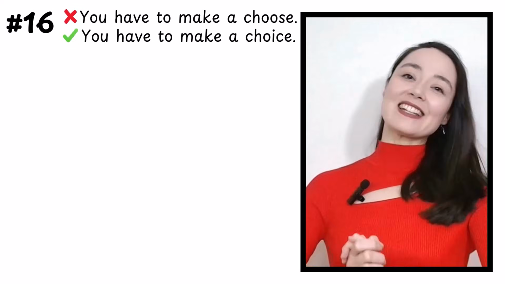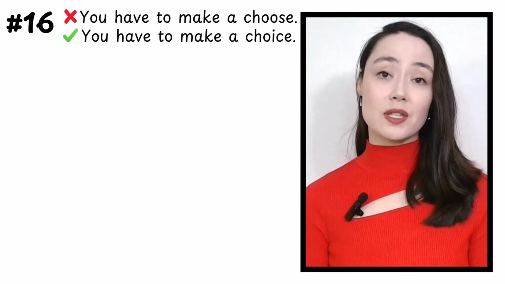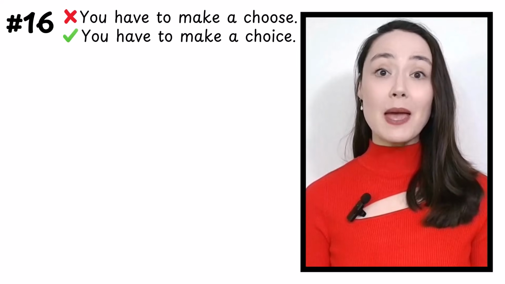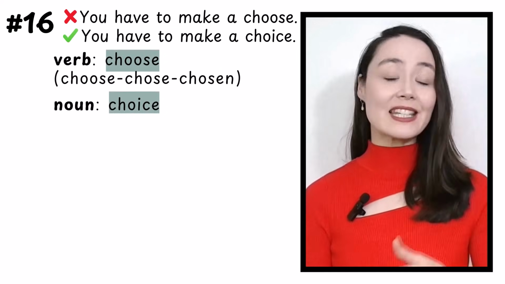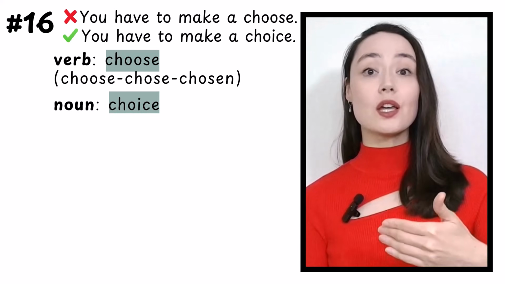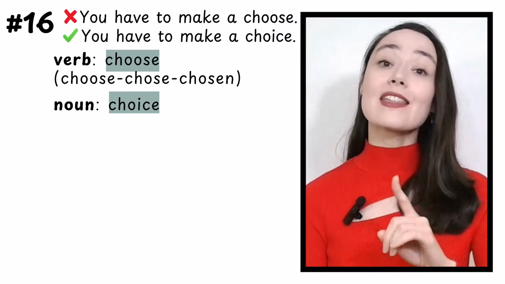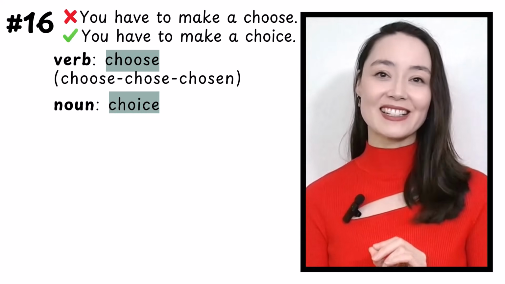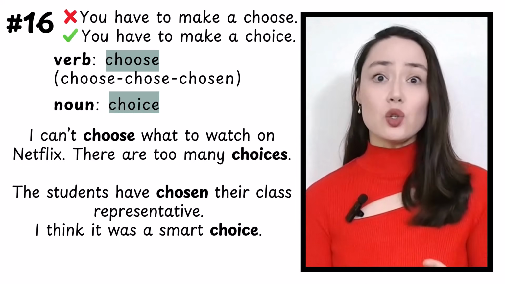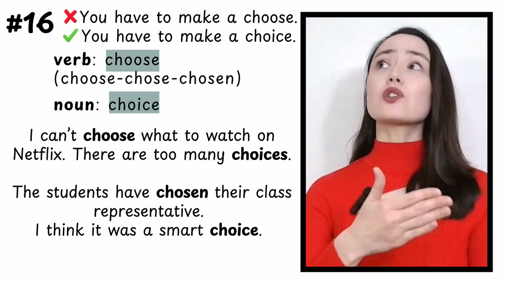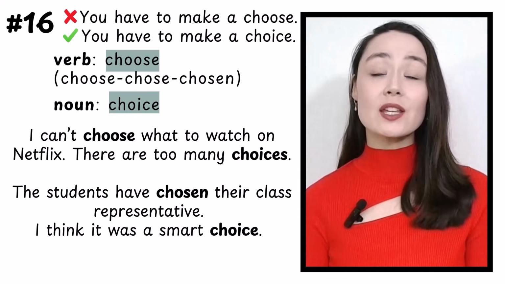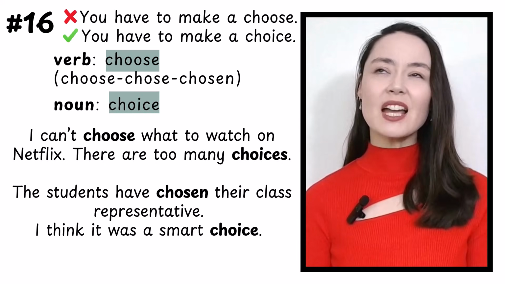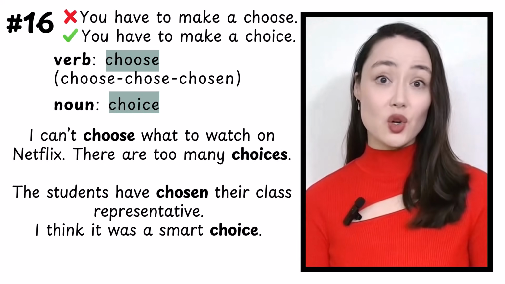Number 16, you have to make a choice. The verb is choose. It's an irregular verb. Choose, chose, chosen. The noun is choice. I can't choose what to watch on Netflix. There are too many choices. The students have chosen their class representative. I think it was a smart choice.